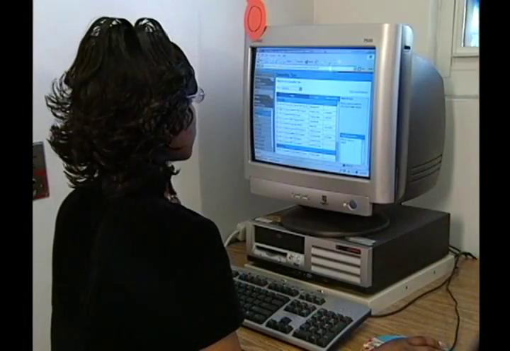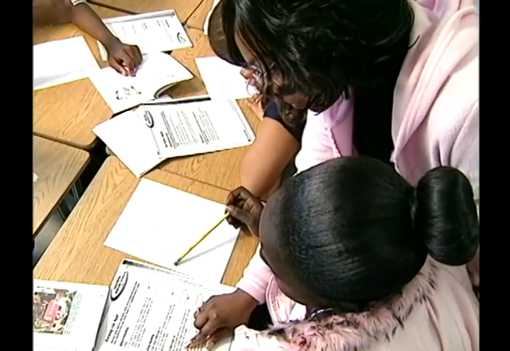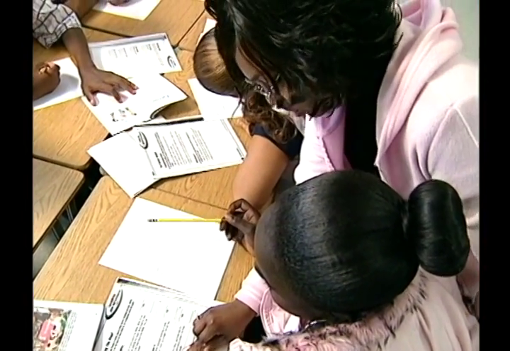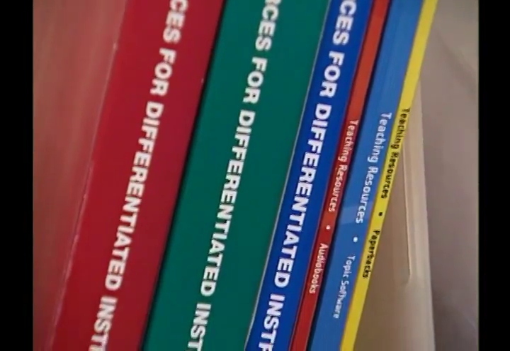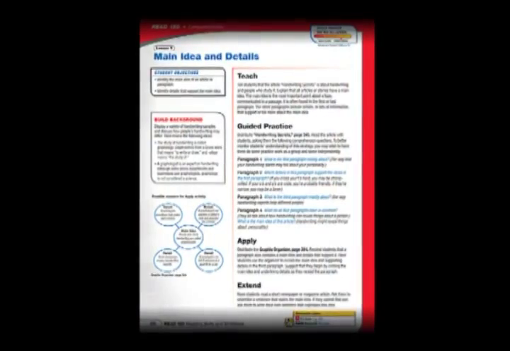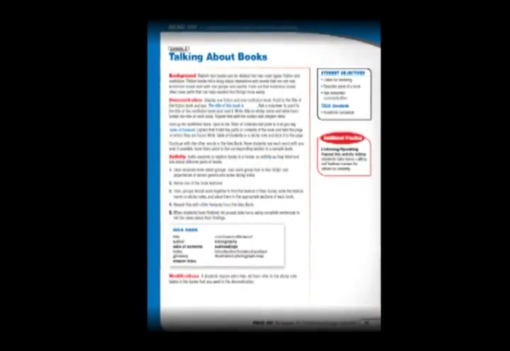One way that the data that's collected by Read 180 can be used by the classroom teacher is in the small group instruction rotations. So they can look at the information and say, well, these three students need a little more help on main idea, and they can spend that time almost one-on-one with these students, providing that special assistance that they might need. In your teacher's bookshelf, you'll find the resources for differentiated instruction. These cover reading skills, writing and grammar, and strategies for English language learners.